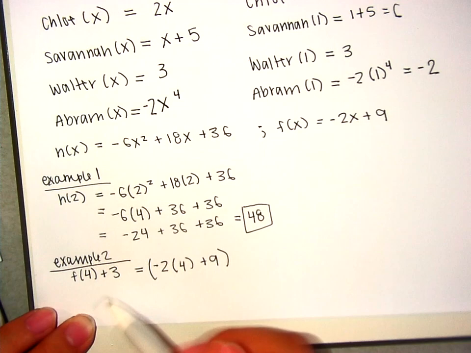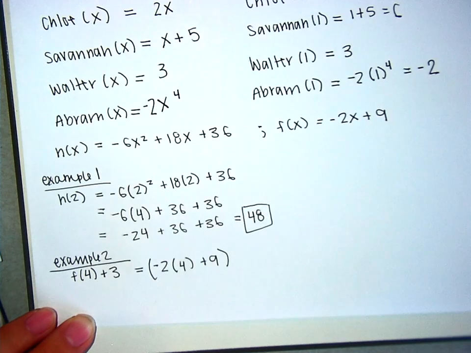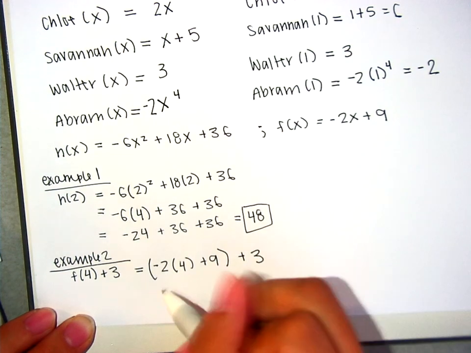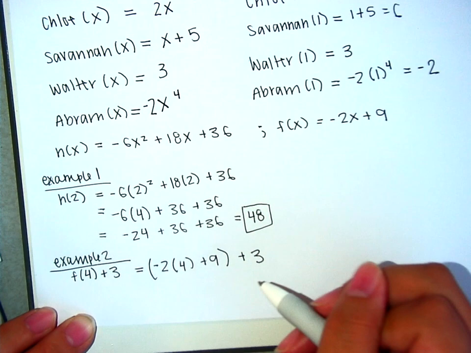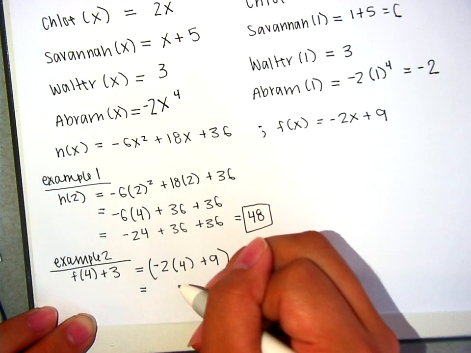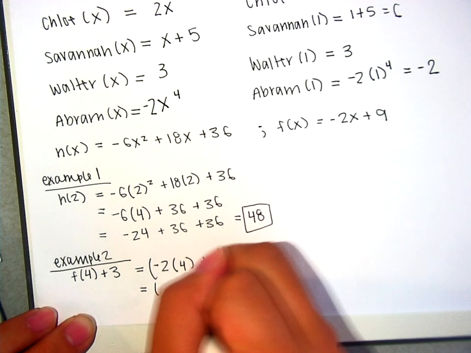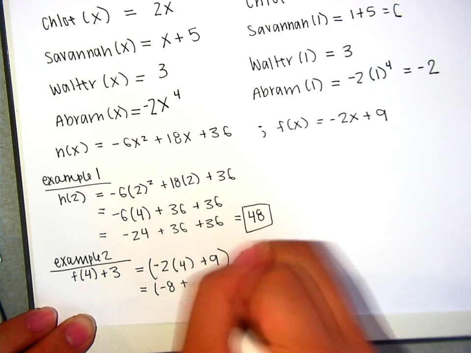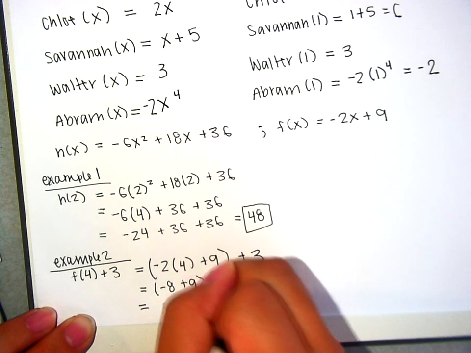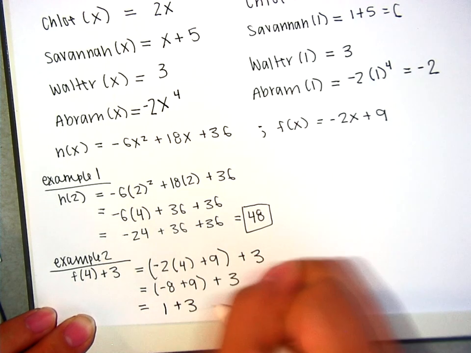So what is the plus 3 really meaning? Tack it on at the end. That is correct. So we're going to solve everything that's inside the parentheses, following the PEMDAS rule. So what's negative 2 times 4? Negative 8. And negative 8 plus 9 is 1.